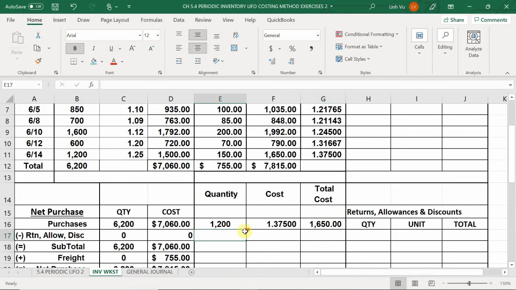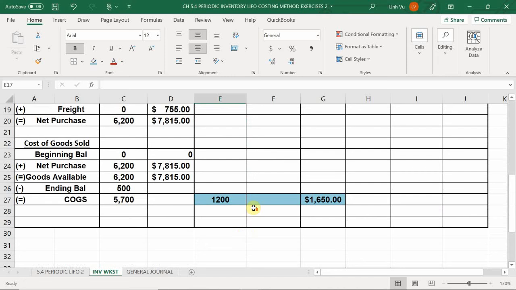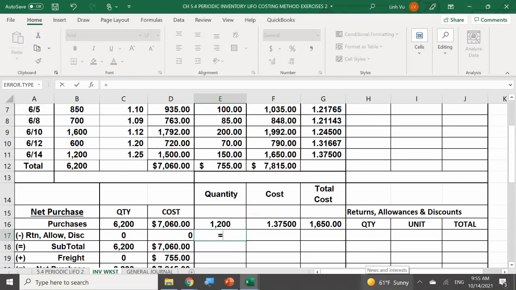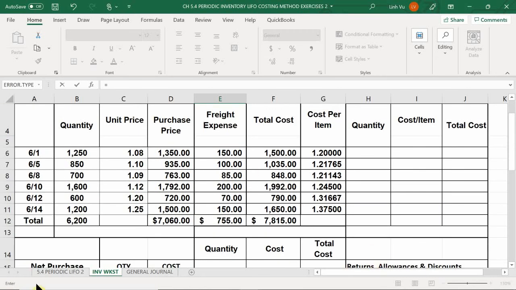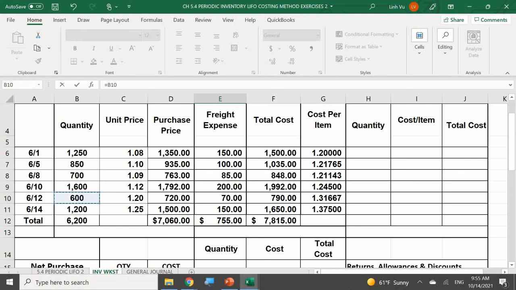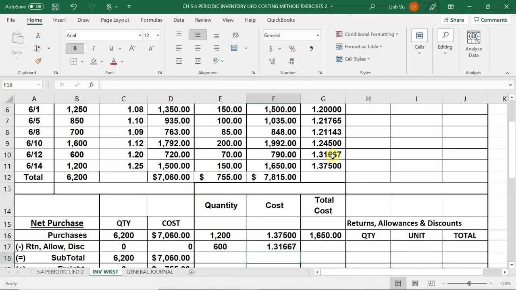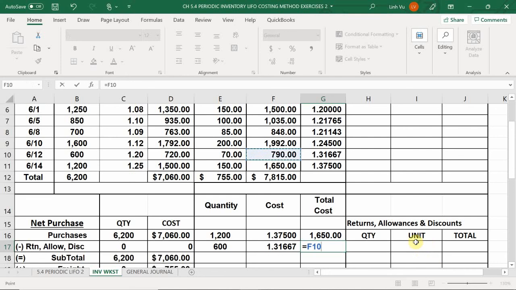I only sold 1,200. I need to get to 5,700. So in this case, I need to keep going. Which batch of inventory am I going to take out next? 600 from June 12th. Which is going to cost me a grand total of $790. Okay. So now I only sold 1,800.